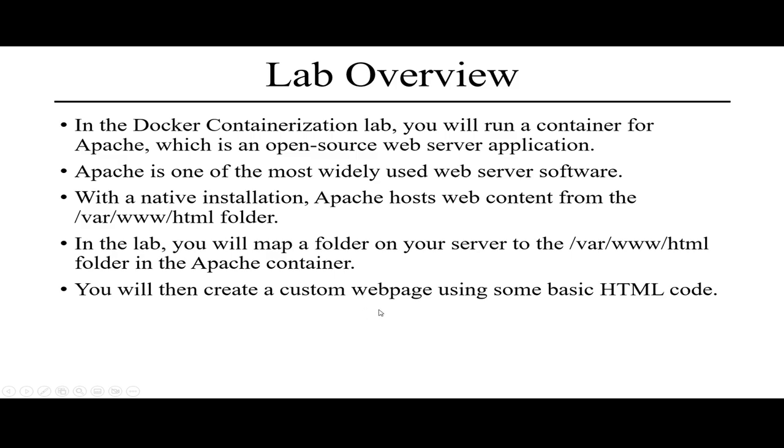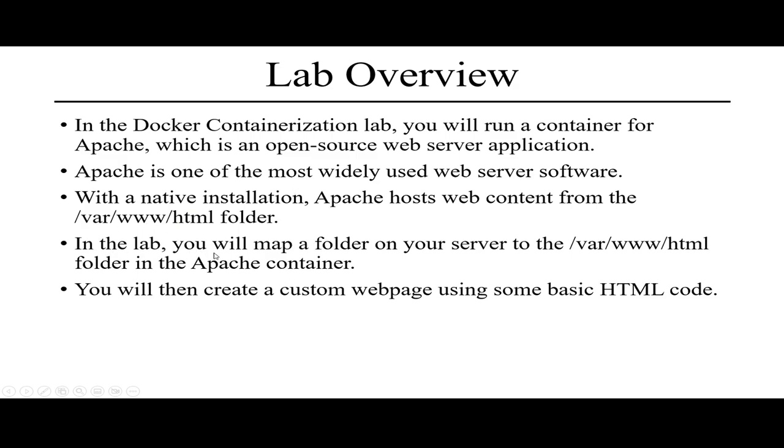Okay, lab overview. In the Docker Containerization lab, you're going to run a container for Apache, which is an open source web server application. It's one of the most widely used web server softwares. There's also Nginx, which is probably as, or if not more, popular. Apache is pretty simple for what we're doing in this lab. In a native installation, Apache hosts web server content in /var/www/html. That differs depending on the distro you install it from. CentOS is going to be different than this Ubuntu folder here.